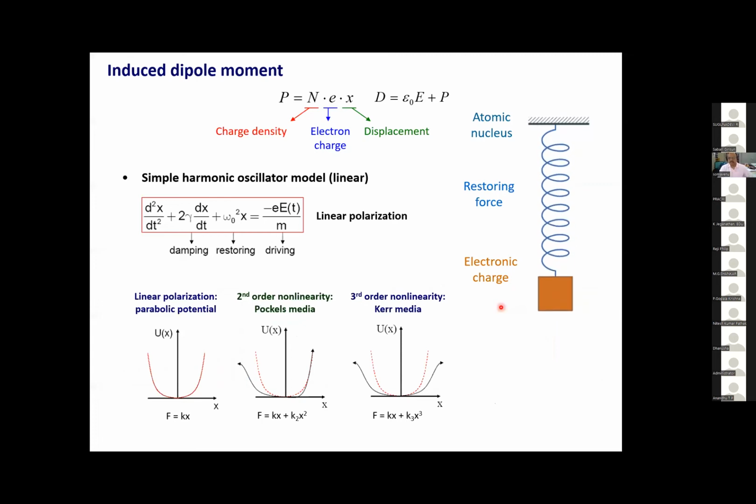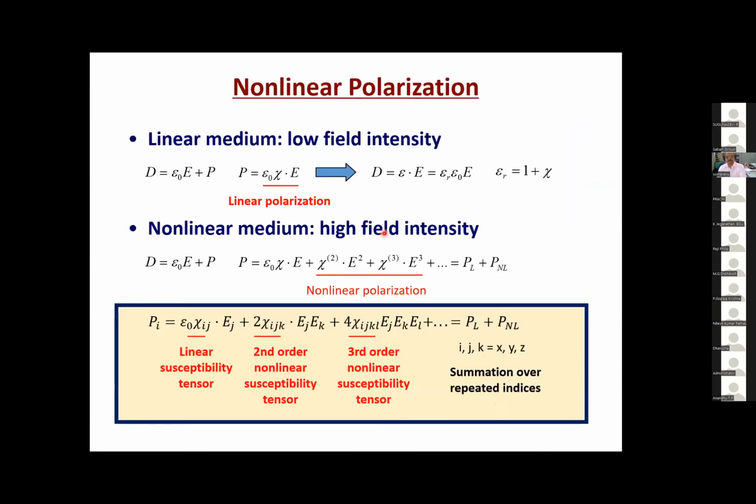As I said, for a mass attached to a spring, when you have a small displacement, you get simple harmonic motion. This is the equation which governs it, with the damping term and the driving term. For linear polarization, the potential is more or less parabolic. It looks like this. When you have second order terms, the potential gets distorted, and when you have third order terms, it gets completely distorted. These are the common terms which you've already seen.